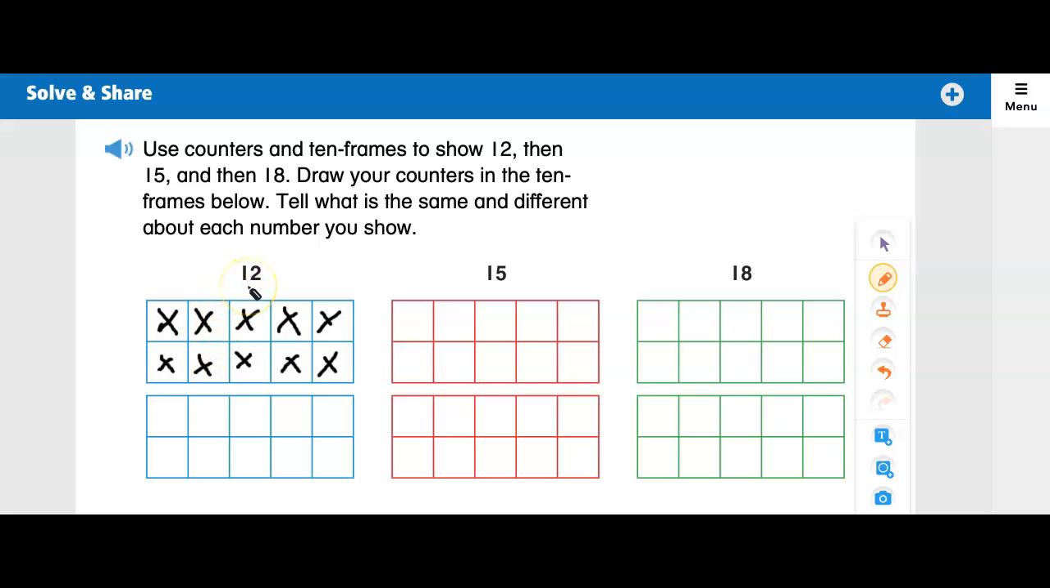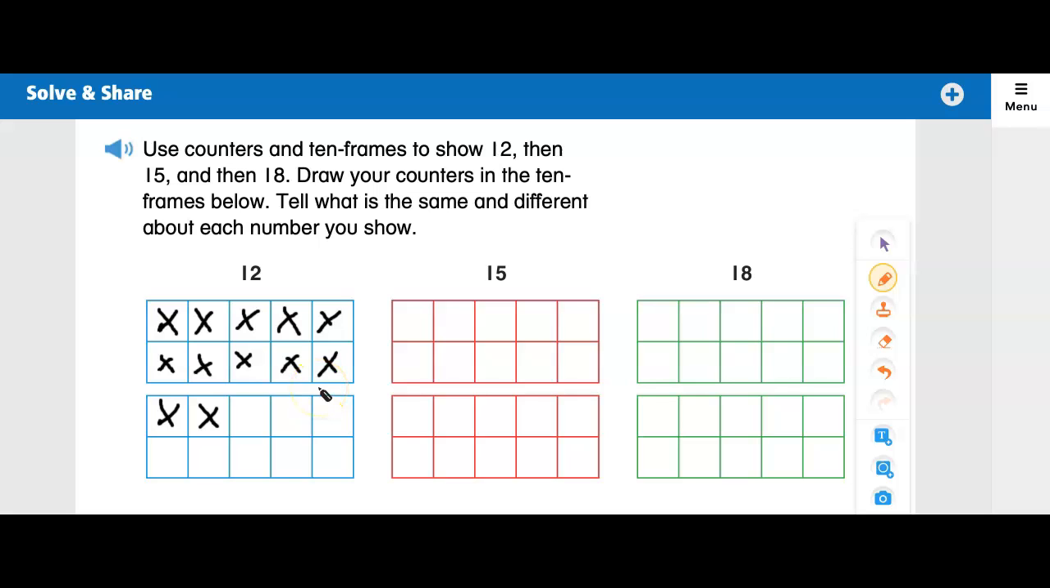I need to get to 12, so now I can count on. I have 10, 11, 12. I filled in 12 of the squares to show the number 12.